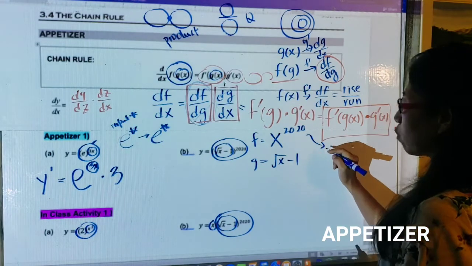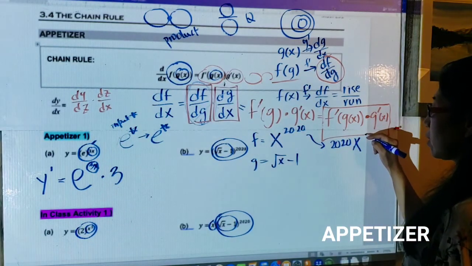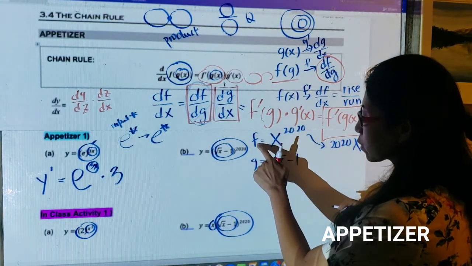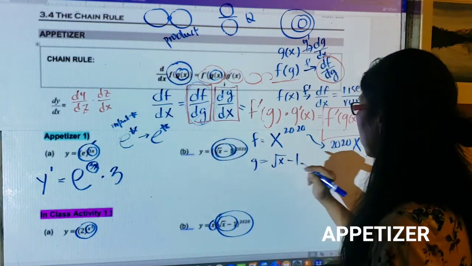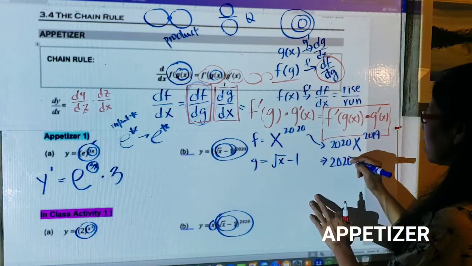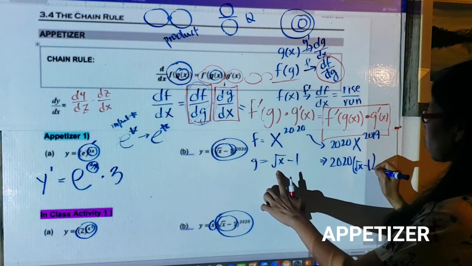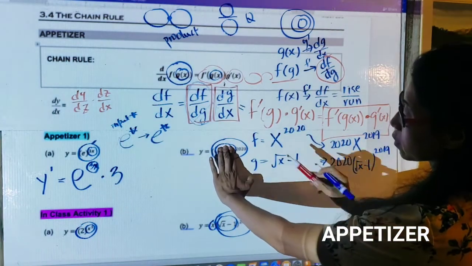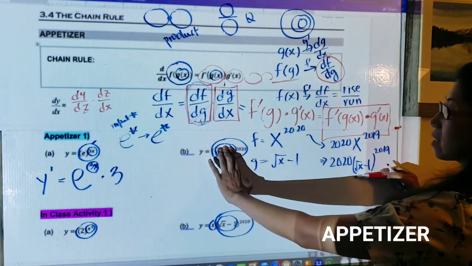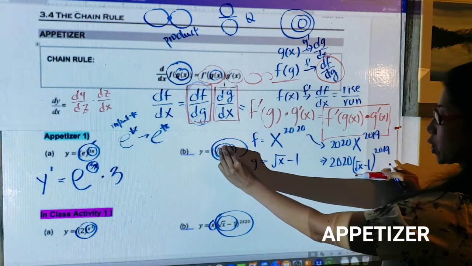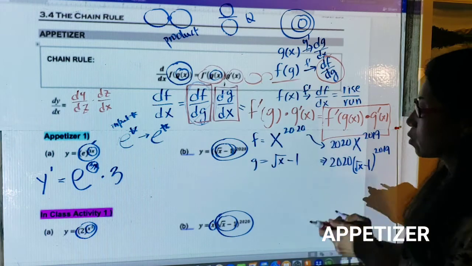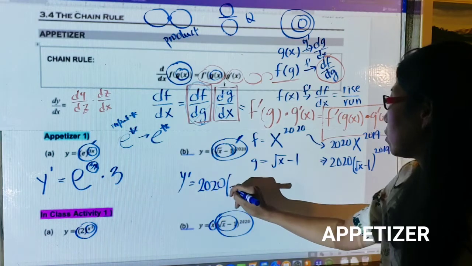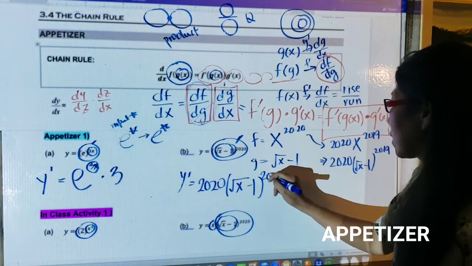If I take the derivative, that will be 2020x to the 2019. But you have to be careful. This x is for this function, but this function has x as your g function. So that means 2020, your function is square root of x minus 1, to the 2019. So basically, you just took the derivative of this function: this number, put it down, and then copy the circle because that's your whole g function, and then the power 1 less. So I took the derivative of the outside, and that is 2020 times square root of x minus 1, to the 2019.